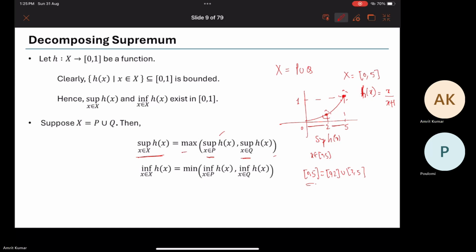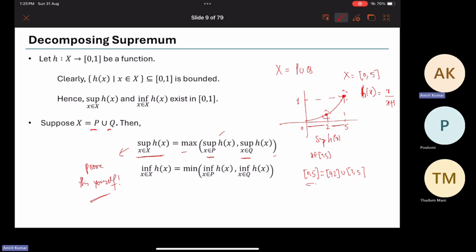So basically, the idea is that you can decompose the supremum over a larger set X into smaller subsets P and Q, and then simply take the maximum. I'm not going to prove this, so you prove it yourself. Even if you don't want to remember the proof, what you should remember is that you can decompose the supremum in this manner.